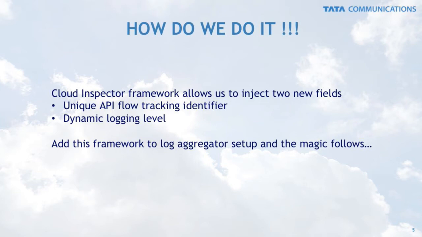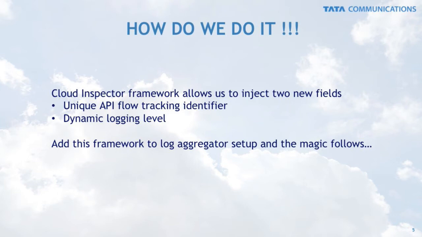So if there are two parallel things going on, Neutron port create and VM provisioning, the Neutron port create logs will not be at the debug level. Only the VM creation will be at the debug log level. And when you add this framework to your log aggregator setup, like I said, you can use this tracking ID and search out logs in your Kibana UI.